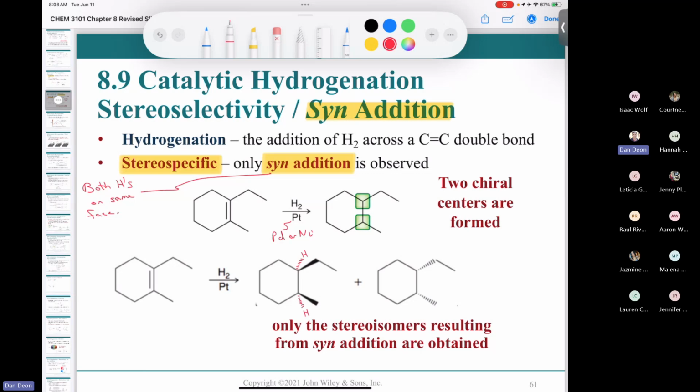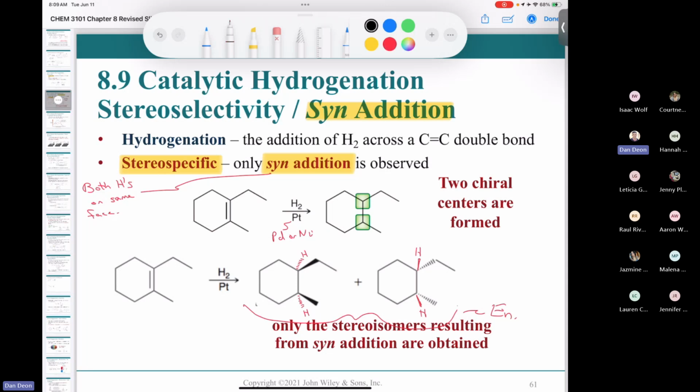Why? Because this is a bond line structure. Or they could both be wedges, as is shown here. And what's the relationship between this pair of compounds here? The pair of compounds here are enantiomers. These are enantiomers of each other. And these are the only stereoisomers that you're going to observe.